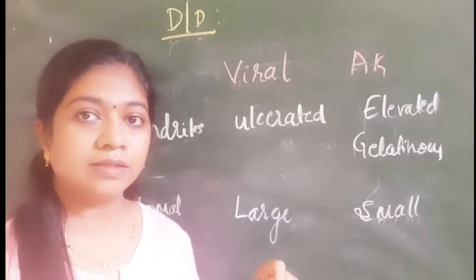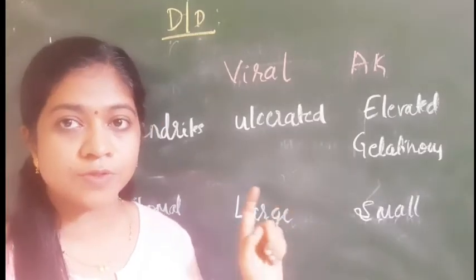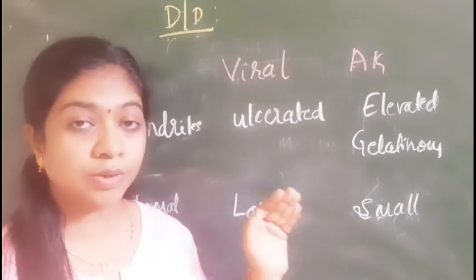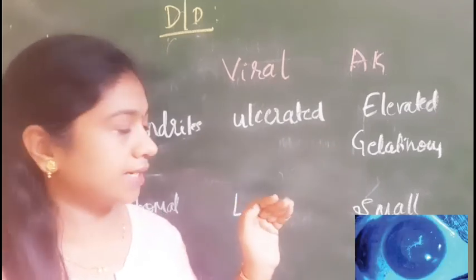As I explained in the signs of the keratitis, there is formation of pseudodendrites in acanthamoeba keratitis. So you have to differentiate it from the true dendrites which are formed in viral keratitis.